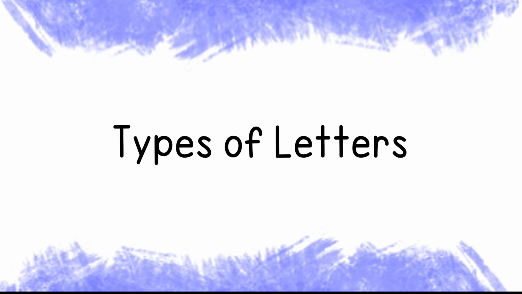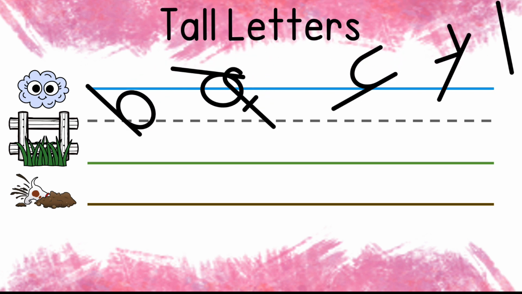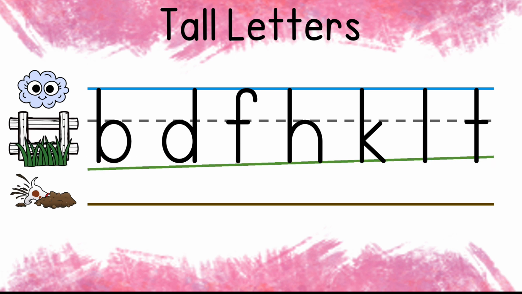Now we're going to learn about different types of letters. Not all letters touch the same lines. Some letters touch the sky line and sit on the grass line. These are called tall letters. See how they touch the sky line and sit on the grass line? They take up all the space above the grass line.